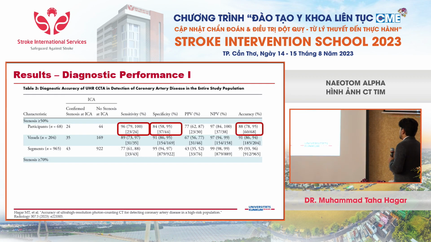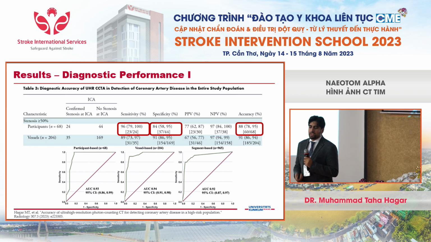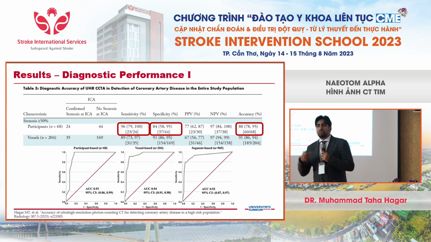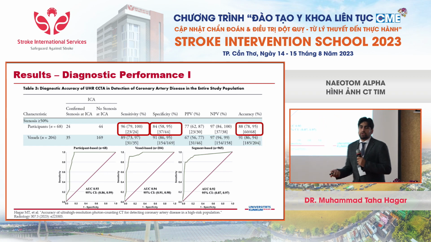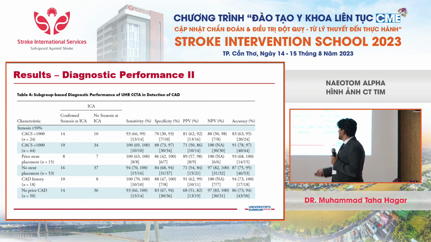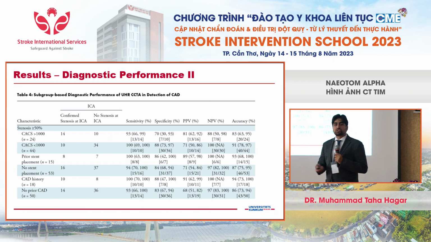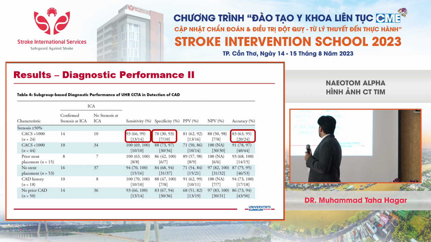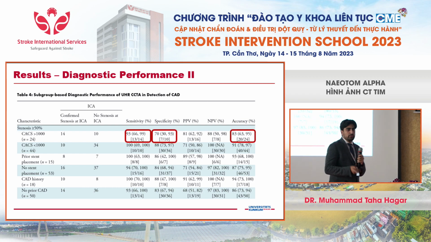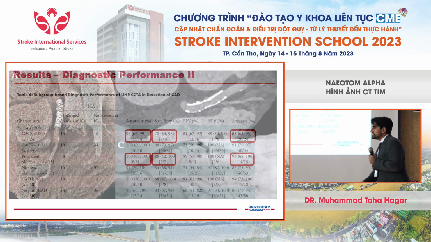Overall, the diagnostic accuracy of the whole study population was 88%, and there was a good diagnostic performance on the participant, vessel, and segment-based level indicated by over 0.9 values of the area under the receiver operating characteristic curve. When we look at subgroup analysis for patients who had an Agatston score of 1,000 or higher, then we have a very reasonable 83% accuracy, or with patients of prior stent implantation, 93%.